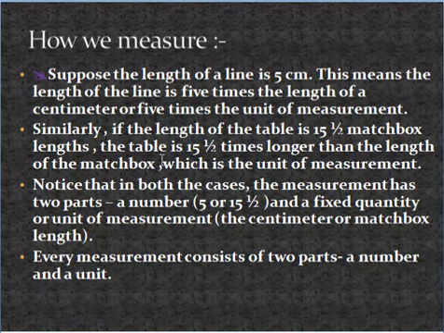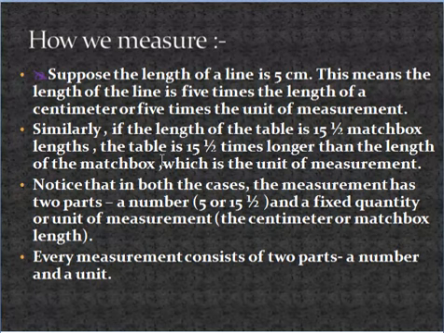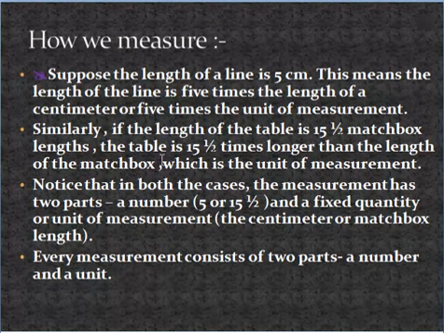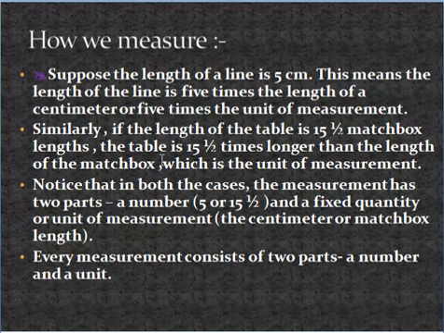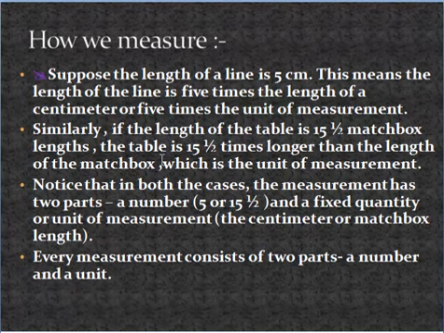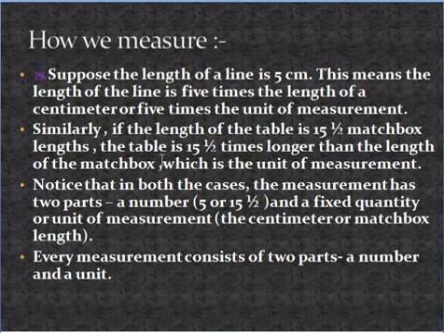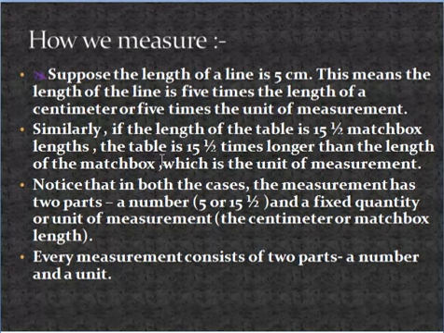Every measurement consists of two parts, a number and a unit. The unit is identical, it will not change and remains the same, but the number can be changed depending upon the object. Centimeter will remain centimeter, but the number can be 5 centimeter, 10 centimeter, 15 centimeter or 100 centimeter. So this was the topic of today, how we measure.